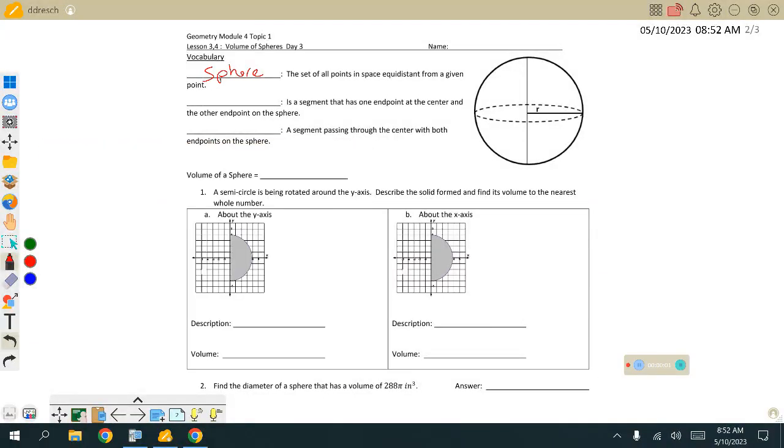Nothing really crazy going on with that. So from the center to another endpoint on the sphere, that represents our radius, and then passing through the center to the endpoints on that sphere, that is the diameter. Okay.